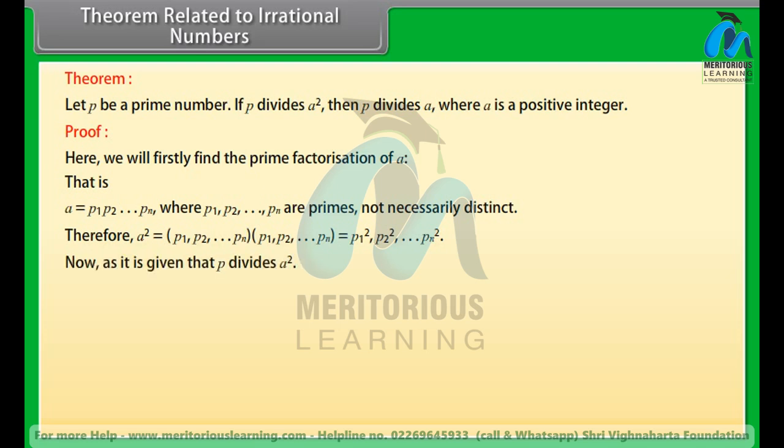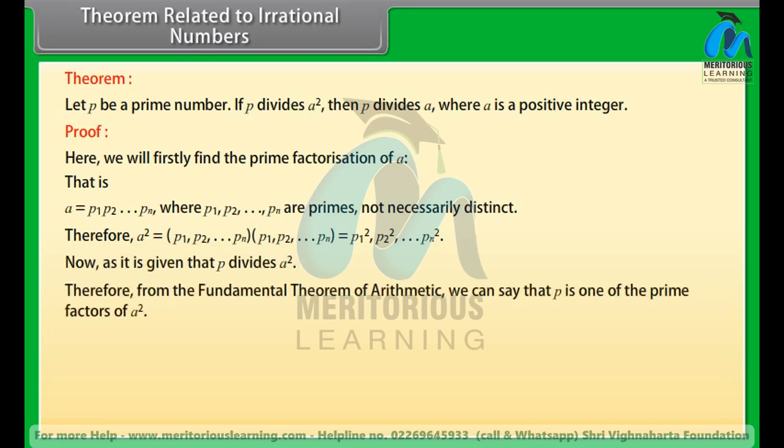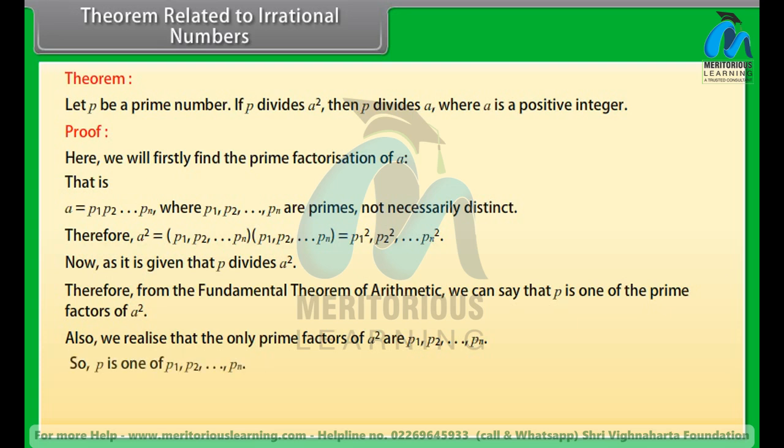Now, as it is given that p divides a square, from the fundamental theorem of arithmetic, we can say that p is one of the prime factors of a square. Also, we realize that the only prime factors of a square are p1, p2, and so on, pn. So, p is one of the p1, p2, and so on till pn. Now, since a is equal to p1, p2, and so on till pn, we can say that p divides a.